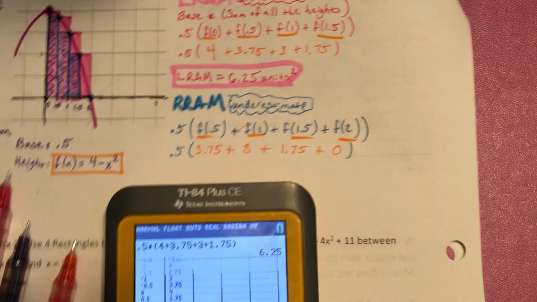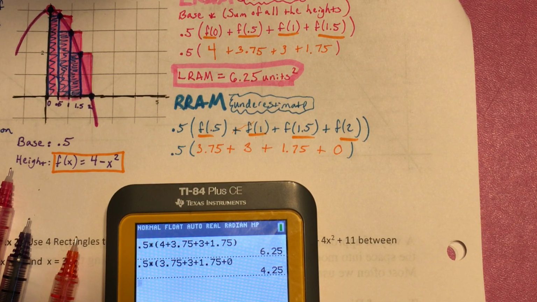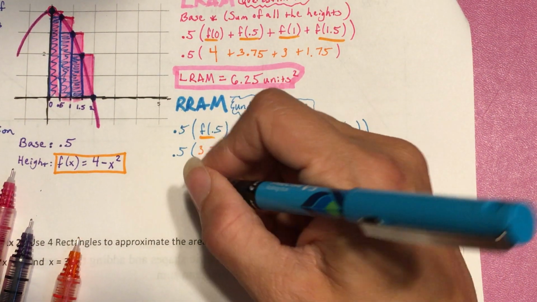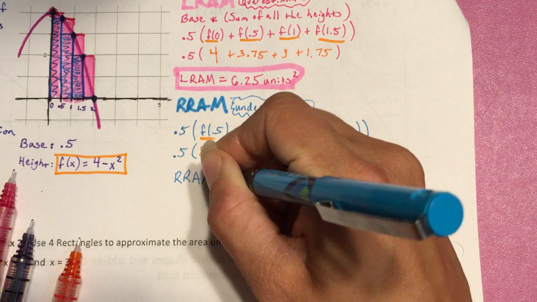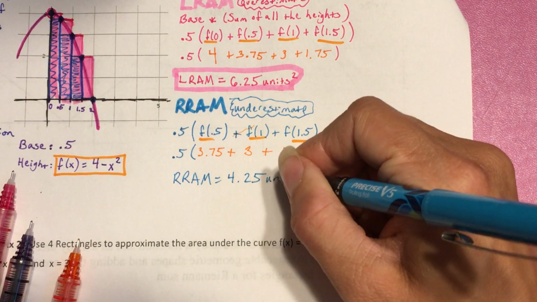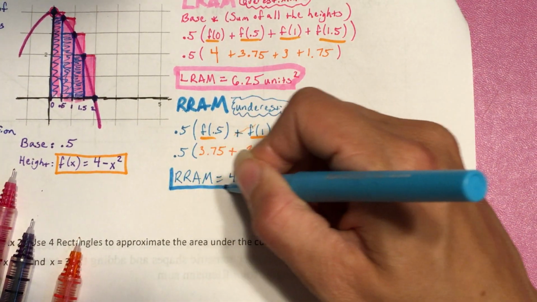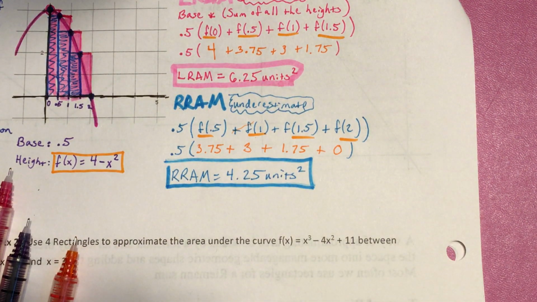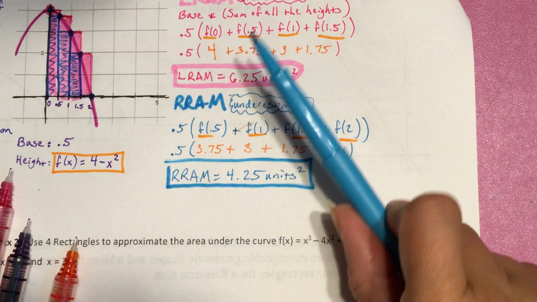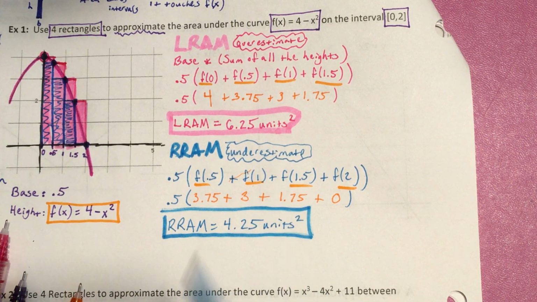So typing this in on the calculator, we get 0.5 times (3.75 plus 3 plus 1.75 plus 0). And we get 4.25. So the RRAM is 4.25 what? Units squared. Remember, got to have that units squared there because we have found area. So now comparing these two, 6.25 we've said is an overestimate of the actual area under that quadratic. The RRAM is an underestimate.